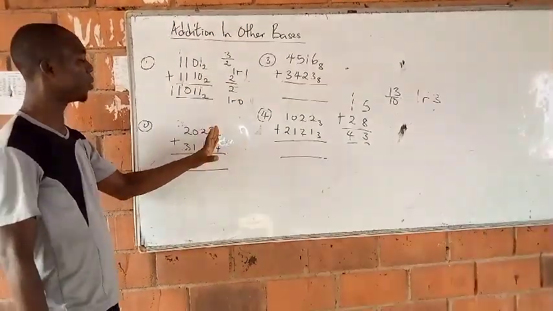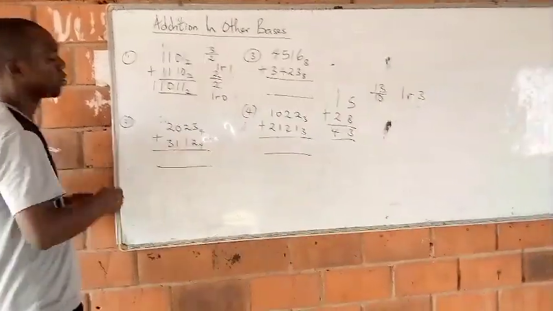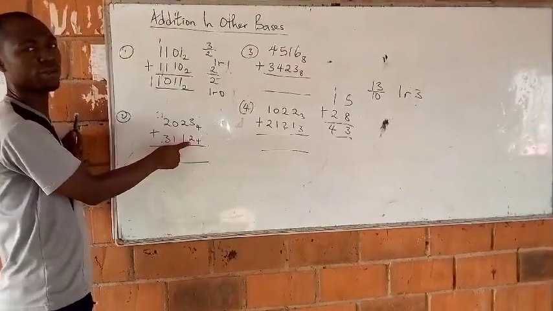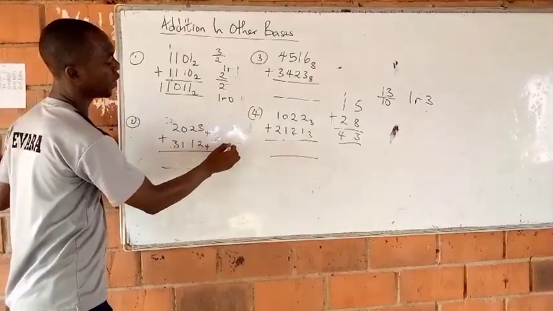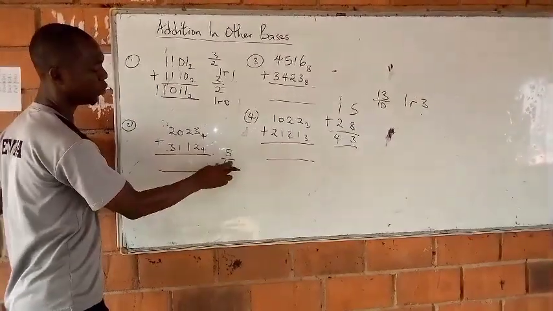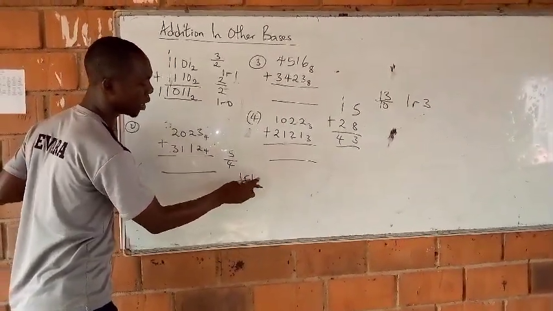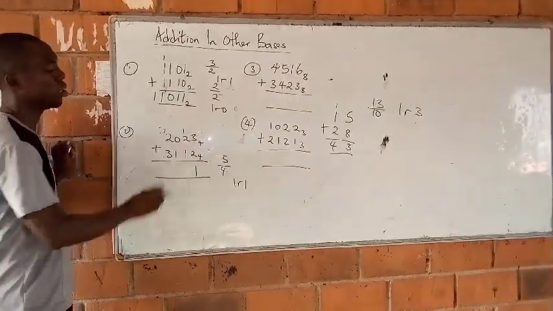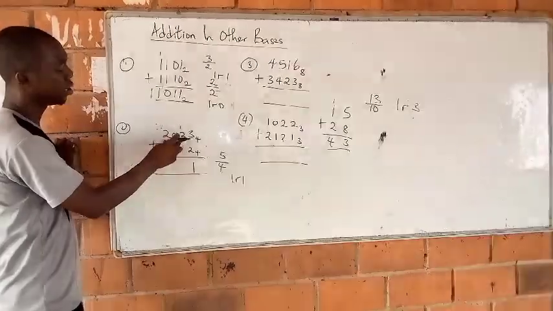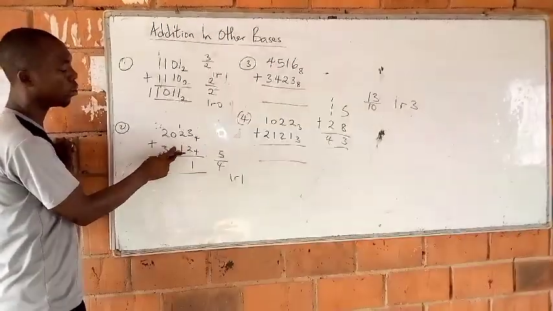The same thing is applicable to numbers in base 4. 3 plus 2 is 5. 5 is already more than the base. So if I divide 5 by this base, which is 4, I get 1 remainder 1. I'll take this 1 here, then this other one will come here. 1 plus 2 is 3. 3 plus 1 is 4.